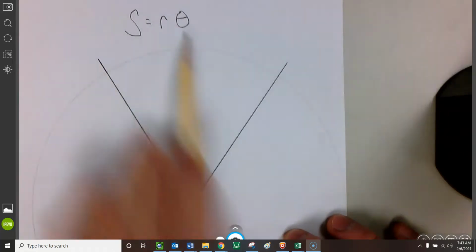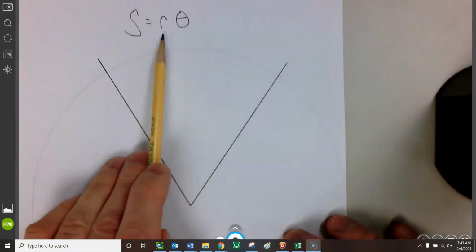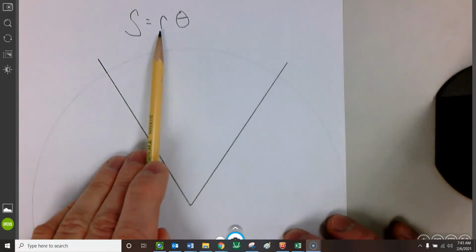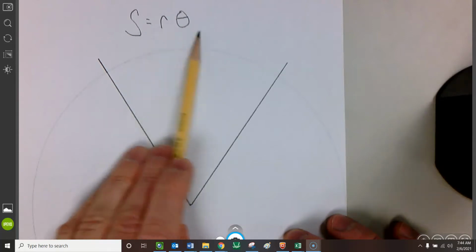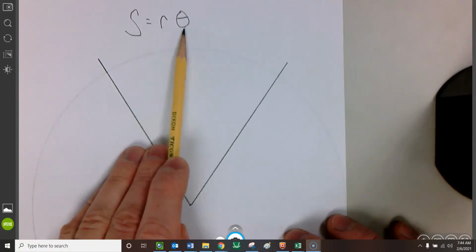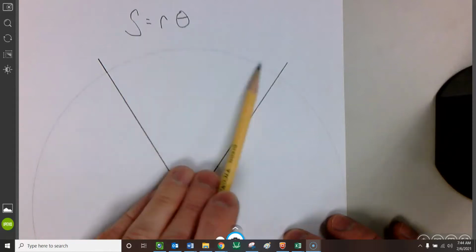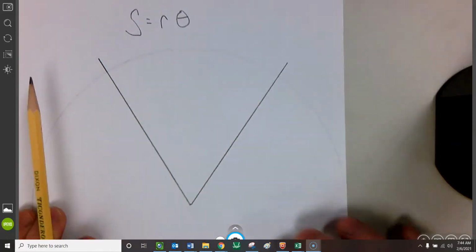So we have our S equals R theta. We'll use the radius of the Earth. We'll look that up and use a value for that in miles. And then theta is what we're going to have to figure out. If we multiply those together, the radius times how many radians, that will tell us the arc length, which is the distance we are apart.